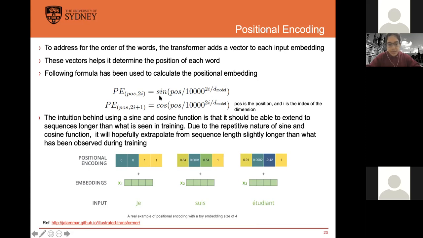So the intuition behind using sine and cosine functions is that it should be able to extend to sequences longer than what is seen in the training. Sine and cosine have a repetitive nature, right? So it will hopefully be able to extrapolate to sequence lengths slightly longer than what is observed in the training. So this is the intuition behind using this formula, and again, it can also be learned by the model.